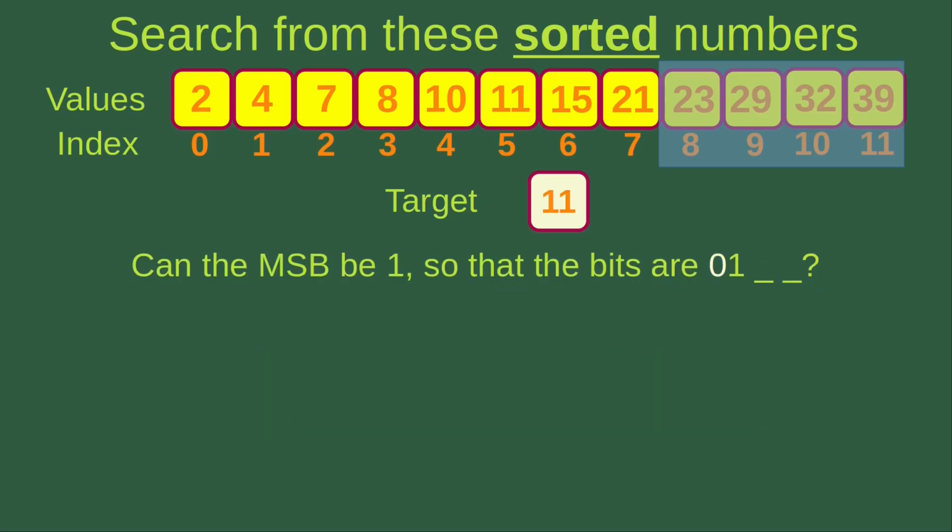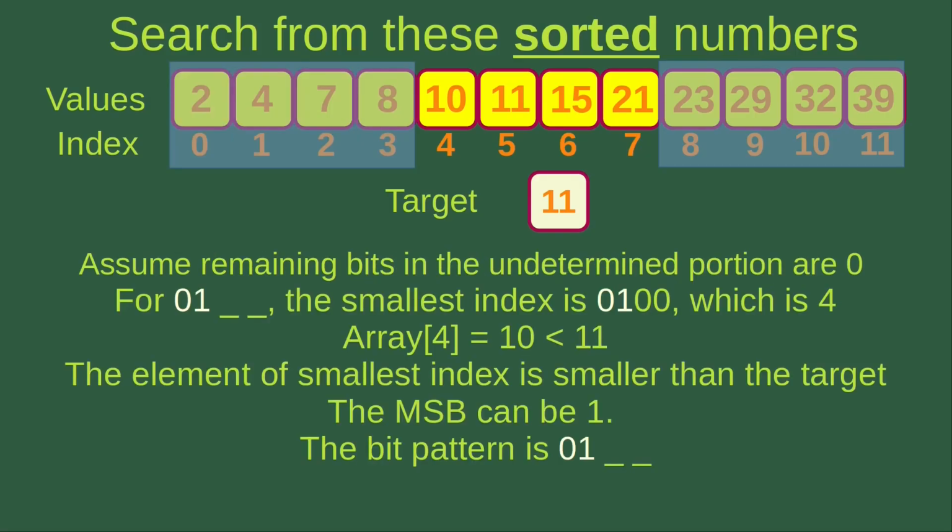And we have already filled in the first bit of our target index. Now we try to fill in the second bit. Can the MSB of the undetermined portion be 1, so that the bits are 0, 1, and we have 2 bits undetermined? Now let's take a look in this situation. We have to assume that the remaining bits in the undetermined portions are all zeros. For our case, with 0, 1 as the beginning, the smallest index allowed is 0, 1, 0, 0, which is reading 4 in decimal number.